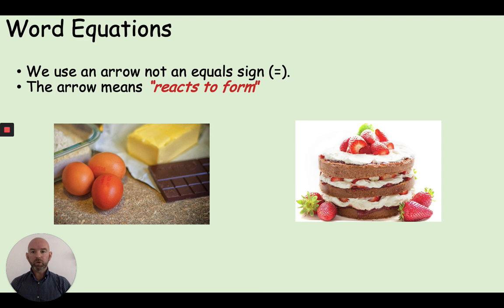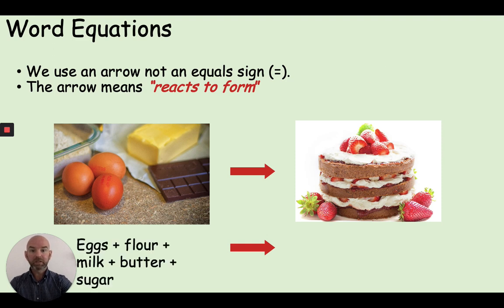Okay, so when we're doing word equations, we use an arrow. So we don't use an equal sign, we use an arrow, and that means it reacts to form. So there's my arrows, and then on the left-hand side, I put my reactants, so my ingredients, and there you go. I've got eggs and flour and milk and butter and sugar, and they all react to form a cake. So that's how simple word equations are, but we're just going to put chemicals either side. So chemicals, so our reactants, and when they react, what do they form?